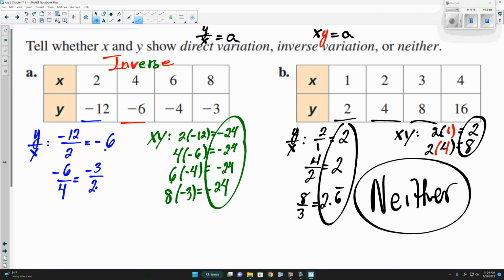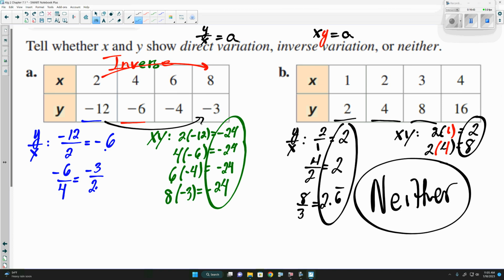But also with inverse and direct, inverse says they're going in opposite directions. Direct, they're going in the same direction. Because if we look at A, 2, 4, 6, 8, these are increasing, they're getting bigger, yes? Now with Y, I wouldn't necessarily think of this in terms of negative, because a smaller negative is technically bigger. But think of it as the number itself. We're going from 12 to 6 to 4 to 3. Those are decreasing. We're getting closer to the origin.